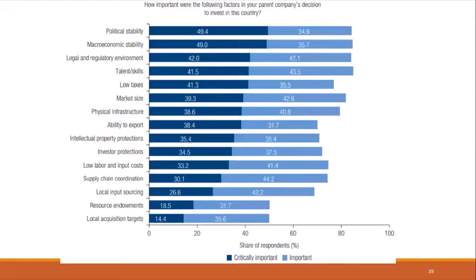So let's see this ranking. This is the ranking. The important factors for decision making. The most important one is political stability. Around 50% said it is critically important. 35% mentioned it is important for them. Macroeconomic stability, around 50% said that it is critically important. 36% said it is important. And the third factor is the factor that we are talking about, legal and regulatory investment. 42% mentioned it is critically important, and 42.1% mentioned it is important.